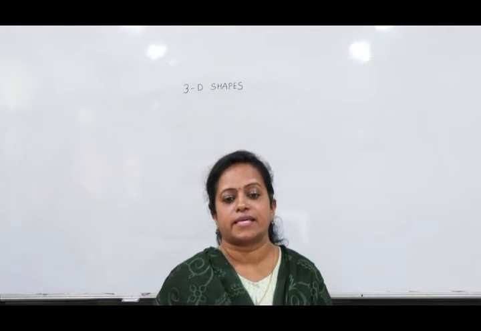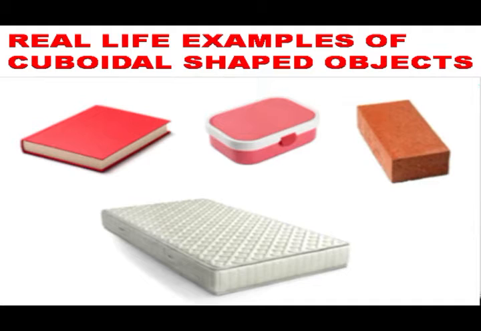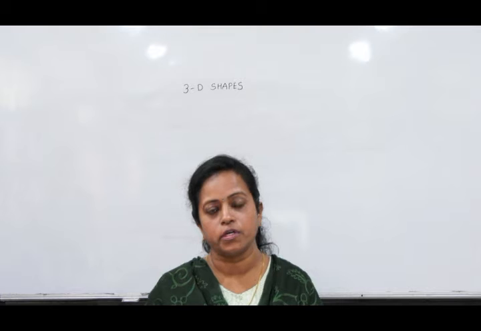Let us see some examples of cuboidal shaped objects that we find around us. Some of the examples are the notebook or the registers in which you write, or the lunch box or the shoe box. These are all examples of cuboidal objects. Even the bricks which are used for construction are in the shape of a cuboid.